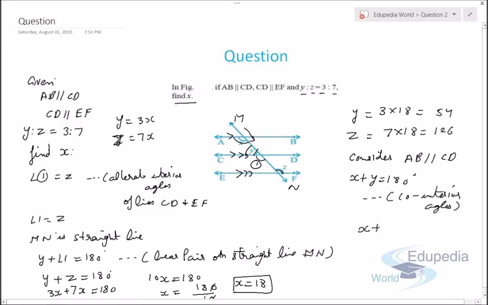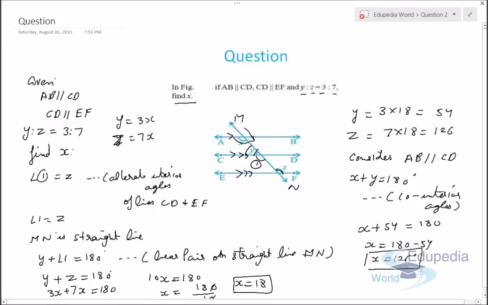So x plus 54 will be equal to 180. So x will be equal to 180 minus 54. So x is 126. So this is one way to find the angle. Now let's discuss another way, which can be somewhat easier.